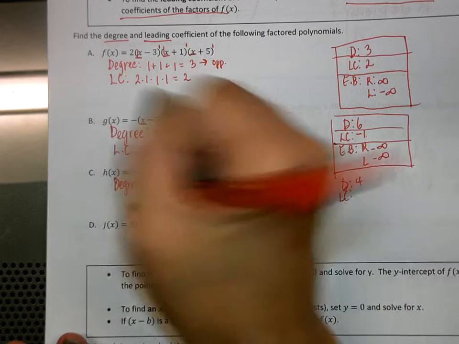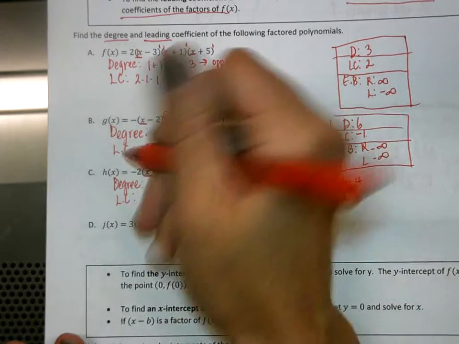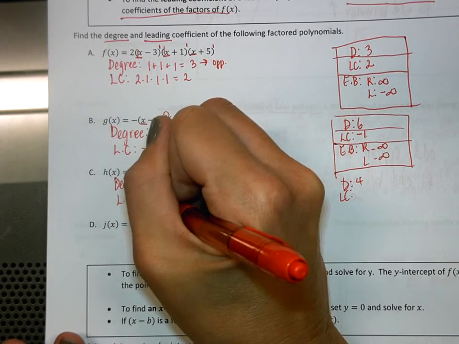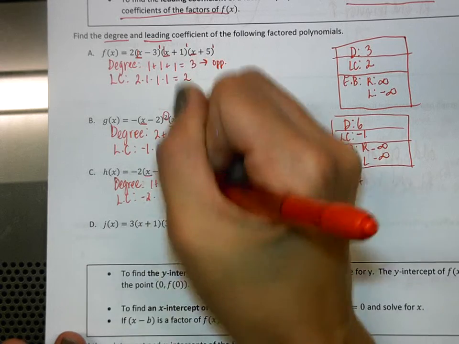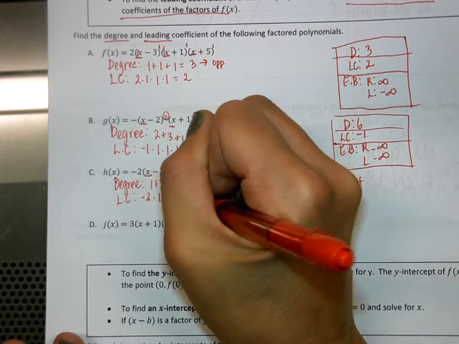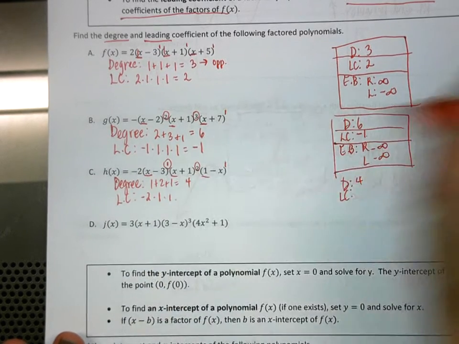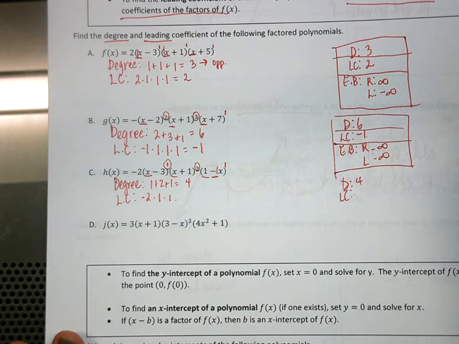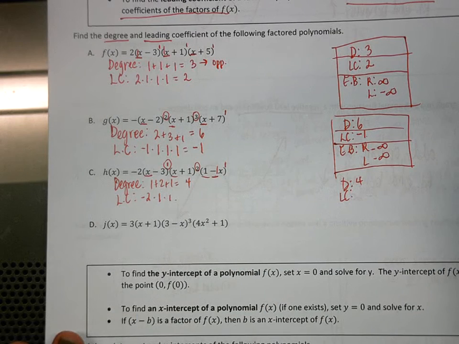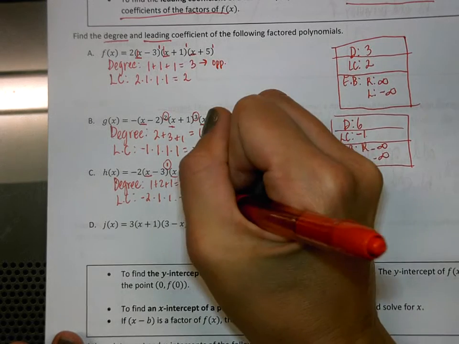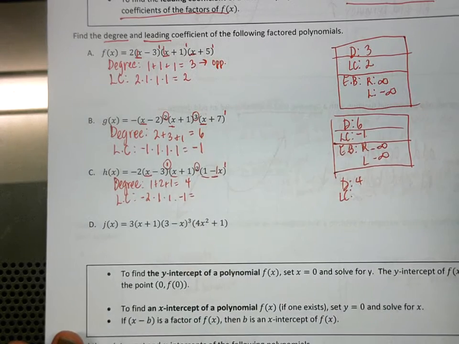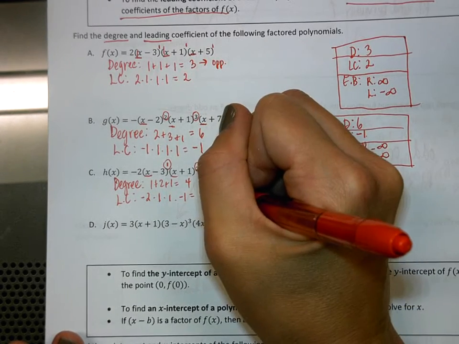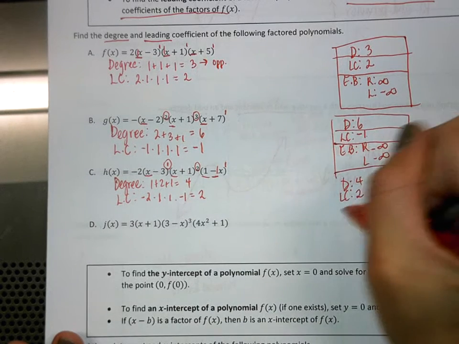My leading coefficient, let's make sure you guys did this one right. So we have here, we start with what? Negative 2 times 1 times 1 times negative 1, because we're going with the number with the x. Okay, so that's a negative 1. So when you multiply all that out, you get a 2. Okay, so the leading coefficient is 2.